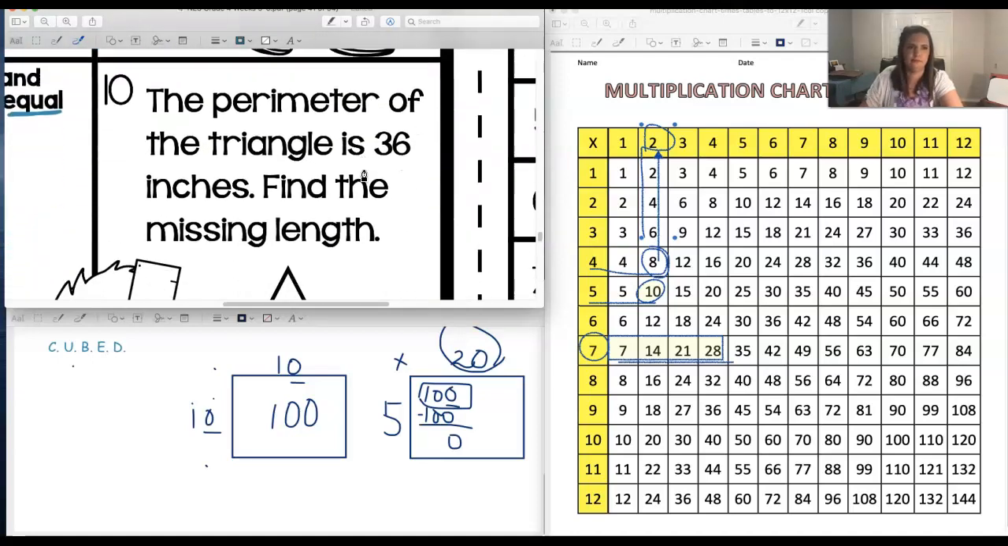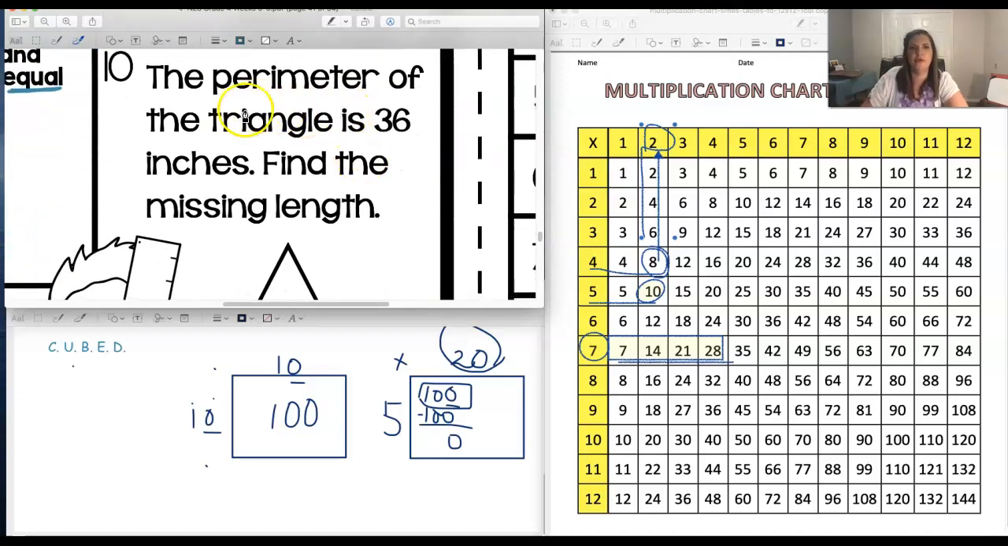Question 10. The perimeter of the triangle is 36 inches. Find the missing length.